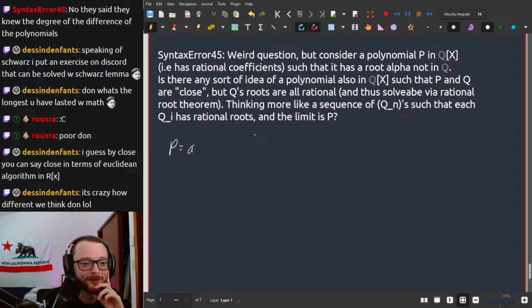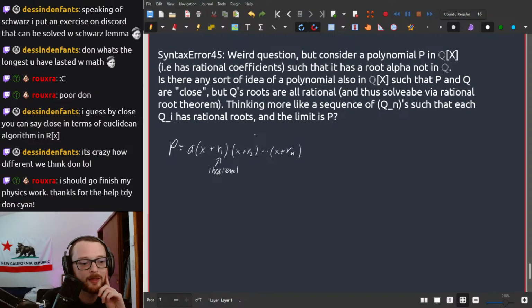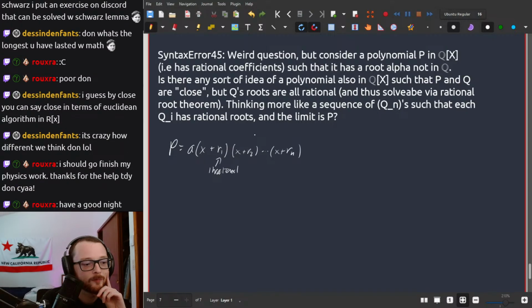We do think very differently, Dustin. So if P has, let's just say that R1 is irrational. Can't we say, can we form a sequence? Sounds good, Rookstra. Good luck. See you later.